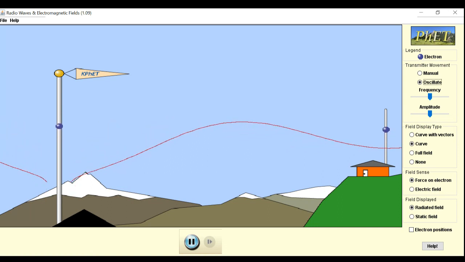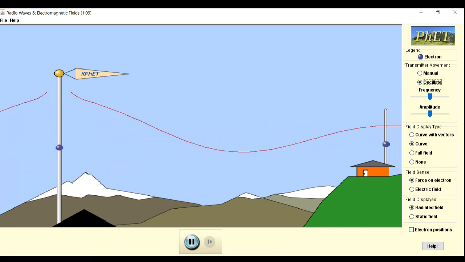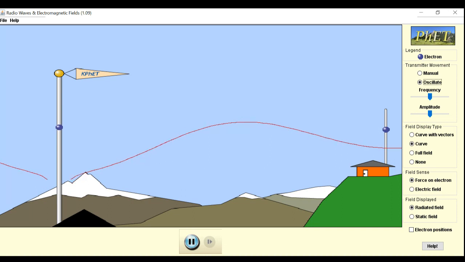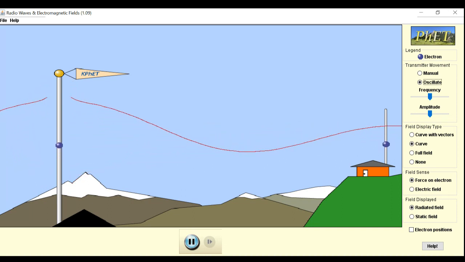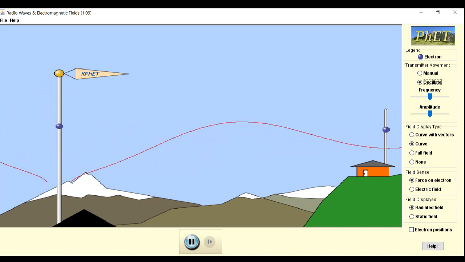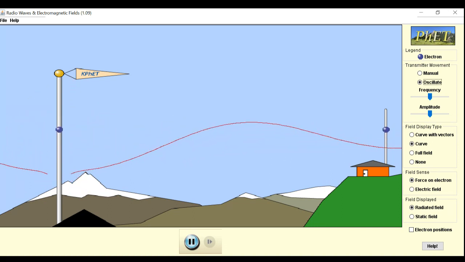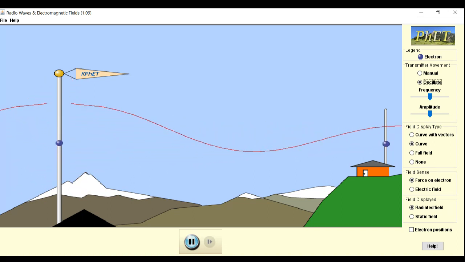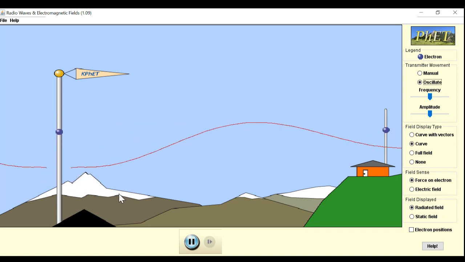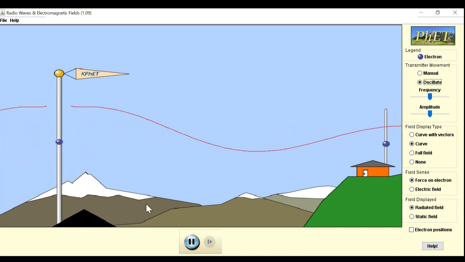When the radio wave hits the receiving mast, it is absorbed. At this point, the energy in the wave is transferred to the electrons here, which then also oscillate with the same frequency as the wave and the original electron.